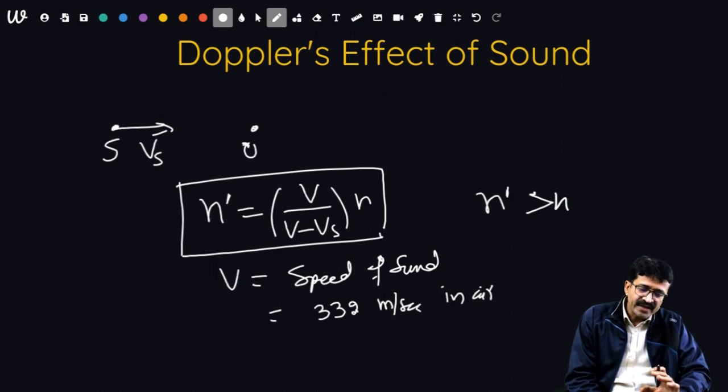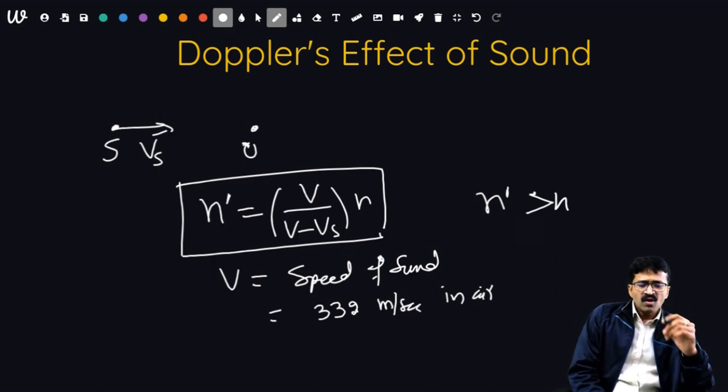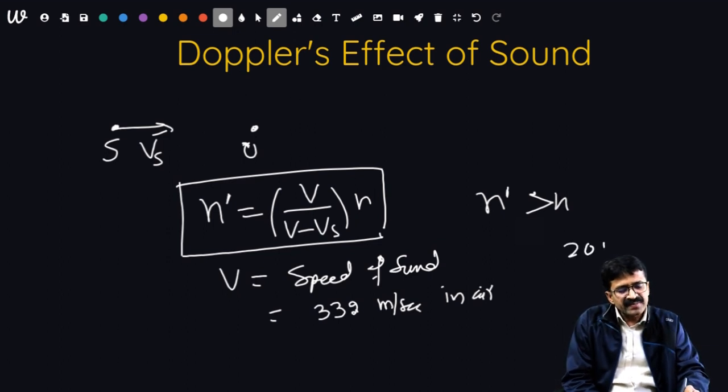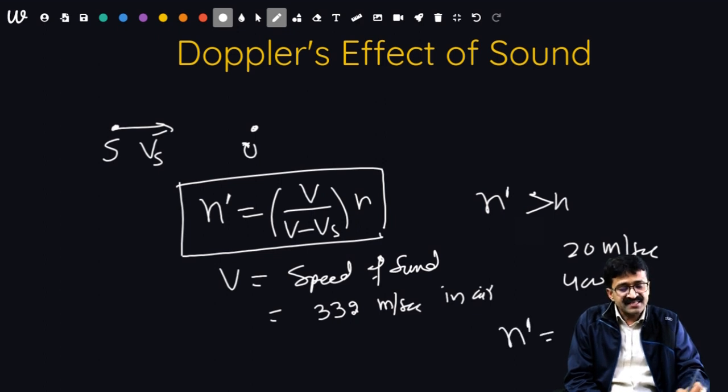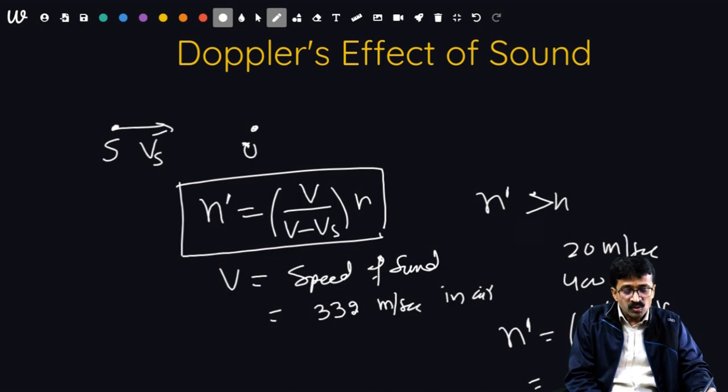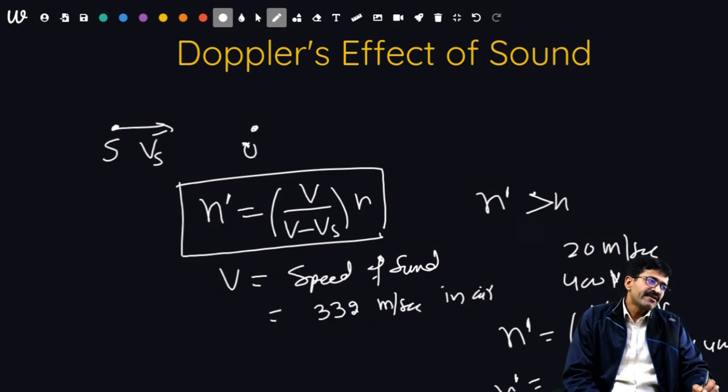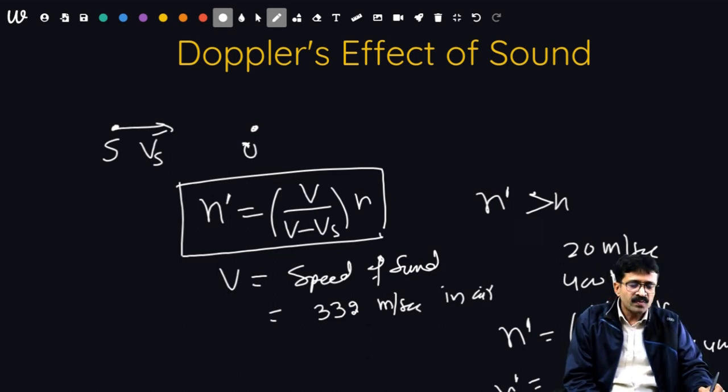That's why it is very important whenever we solve numerical problems. Like, one car is moving with a certain speed, 20 meters per second, and the frequency of the horn blown by it is 400 hertz. Then what will be the apparent frequency heard? The apparent frequency heard will be N dash is equal to V upon V minus Vs, into N. V is well known, 332, minus Vs, that is the speed of the sound source, which is 20, multiplied by 400. Then you have the apparent frequency, which is more than 400, which can be obtained by calculation.